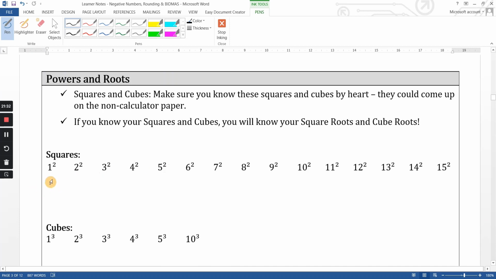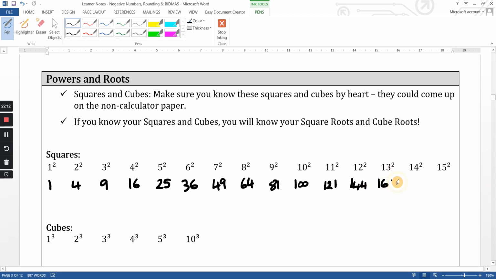So 1 squared literally means 1 times 1, which is 1. 2 squared is 2 times 2, which is 4. 3 squared is 3 times 3, which is 9. 4 squared, 16. 5 squared, 25. 6 squared, 36. 7 squared, 49. 8 squared, 64. 9 squared, 81. 10 squared, 100. 11 squared, 121. 12 squared is 144. 13 squared, some of you might know, hopefully, it's 169. 14 squared, if you're not sure, is 196. And 15 squared is 225.